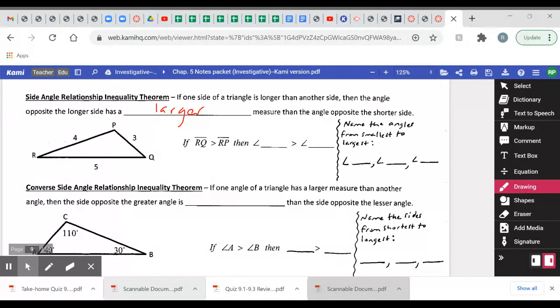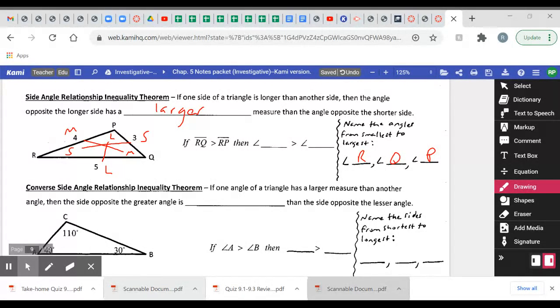The way I like to do it is if 3 is the smallest side, then I know across from that has to be the smallest angle. If 4 is the medium side, I know across from that has to be the medium angle. And 5 is the largest side, so across from that has to be the largest angle. So if I go ahead and put the angles from smallest to largest, then I can see smallest is angle R, medium is angle Q, and largest is angle P.